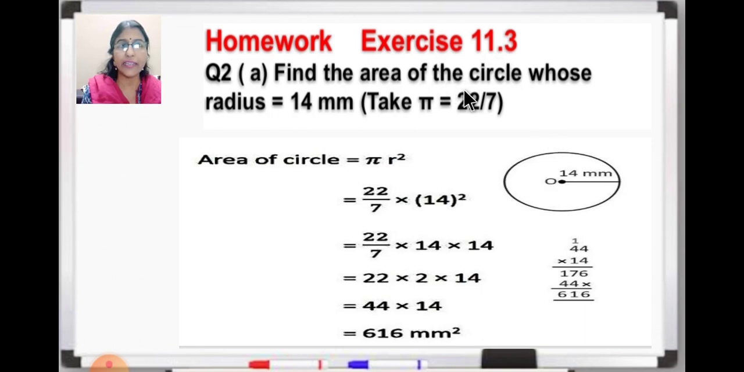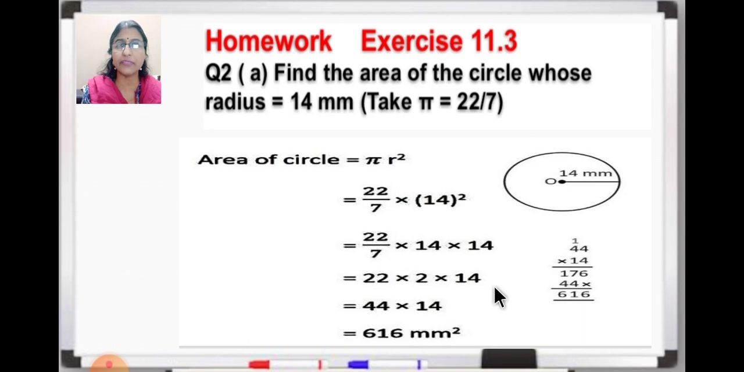As we have to find out the area of the circle, we'll write the formula for area of circle, which is pi r square. Now in place of pi we will write 22 upon 7 into, in place of r, 14 square. Next step, it is equal to 22 upon 7 into 14 into 14. 14 square means you have to write 14 two times. And then you have to reduce. 7 2s are 14. So you will get 22 into 2 into 14.